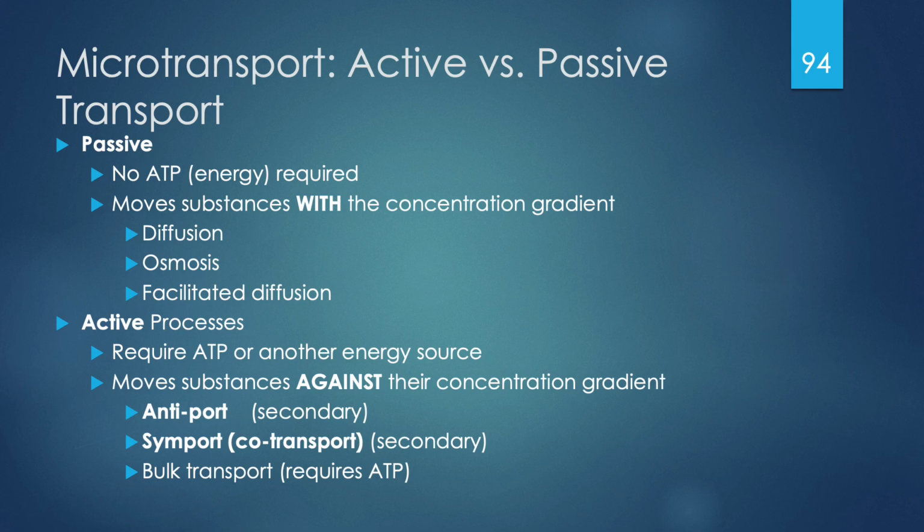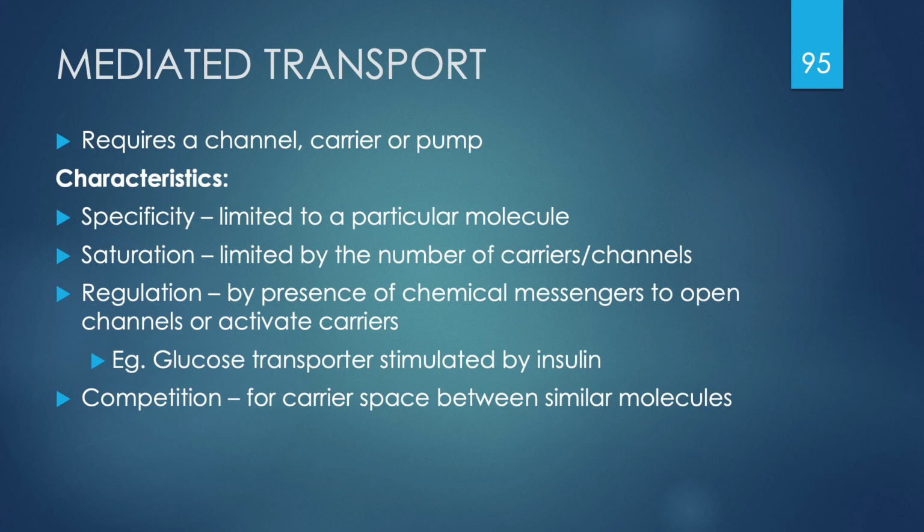Active processes, on the other hand, are going to require ATP or another energy source in order to make this happen, because we're moving substances against the concentration gradient. So examples of this include antiport, symport, or bulk transport. Mediated transport is going to require some sort of structure in order to facilitate this process. So a channel, a carrier, or a pump is going to help move a substance across a semi-permeable membrane.